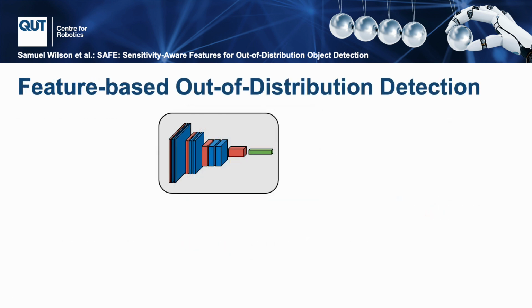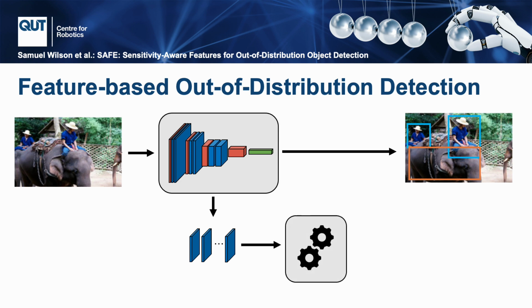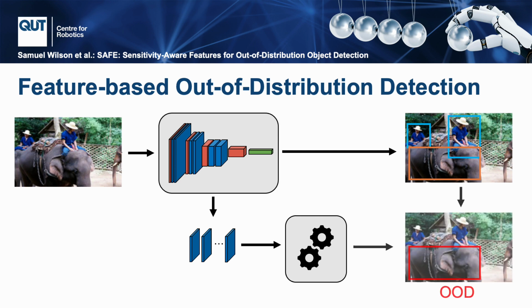To address this challenge, many methods propose to use multi-scale feature maps extracted from the backbone of a neural network, providing some statistical analysis of these features and then using that statistical analysis to determine if a sample is out of distribution or not.